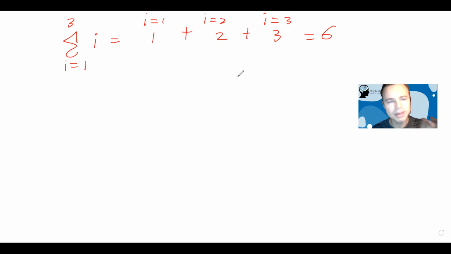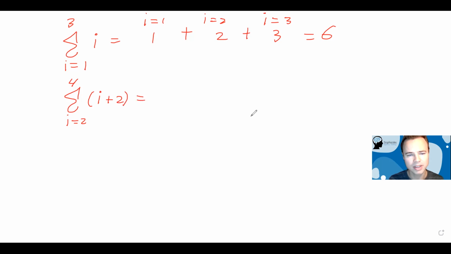Okay, let's make it a bit more difficult. What if I do it like this: i is 2 all the way up to 4, and I do i plus 2. Then you start again. It always helps to start with the numbers above and below the sign. It starts at 2, so I start with i is 2, i is 3, and the last one will be i is 4, because that's my upper number. Since this is a summation, and not a product operator, I put pluses in between.